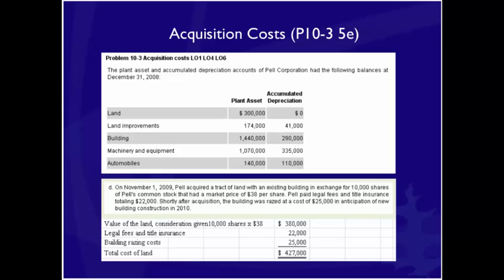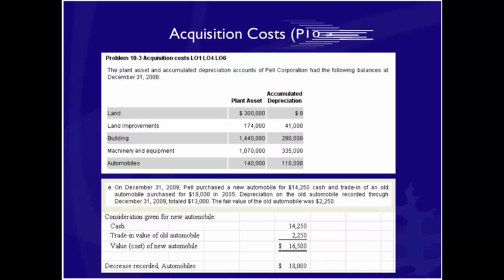Well, we first consider the consideration given for the land, which was 10,000 shares at a share price of $38. Then we add in the legal fees and title insurance of $22,000, because that's also a necessary cost and part of the land. And then we also include the building razing cost, because that gets the land ready for its intended use. When we add these three amounts together, we come up with $427,000 as the total cost of land.